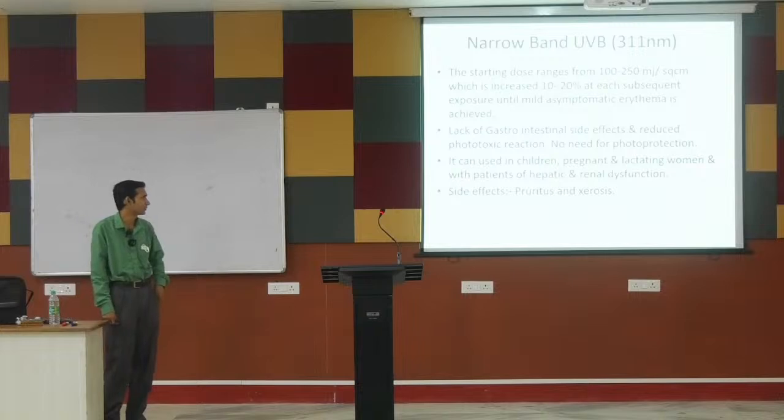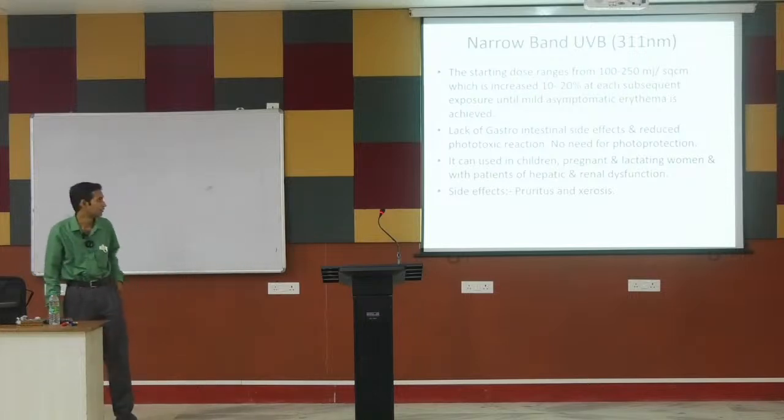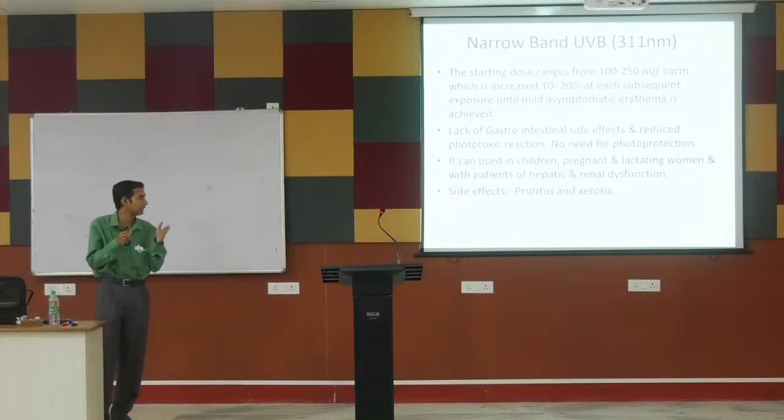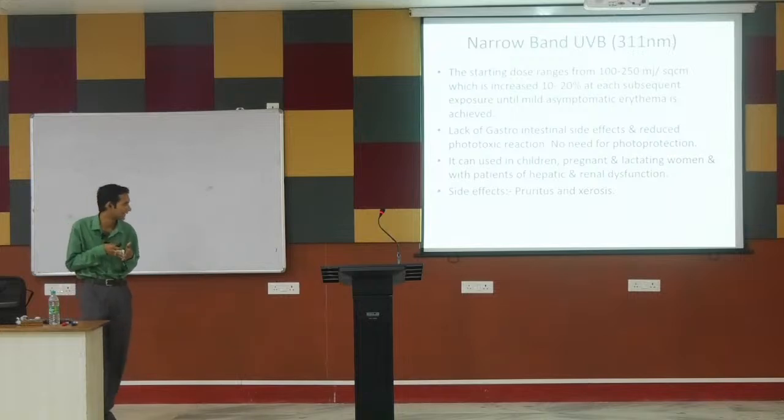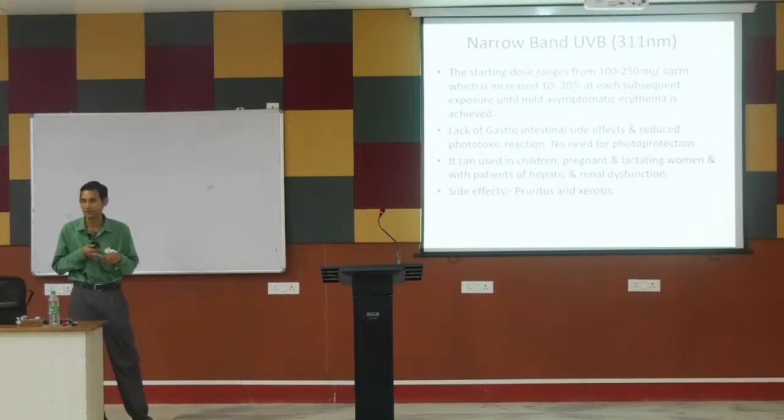In narrow band UVB, the wavelength is most important: 311 nanometer. The starting dose ranges from 100 to 250 millijoule per square centimeter, which is increased by 10 to 20% at each subsequent exposure, until mild asymptomatic redness or erythema is achieved. And there are no gastrointestinal effects, no nausea or vomiting, as we mentioned in PUVA.